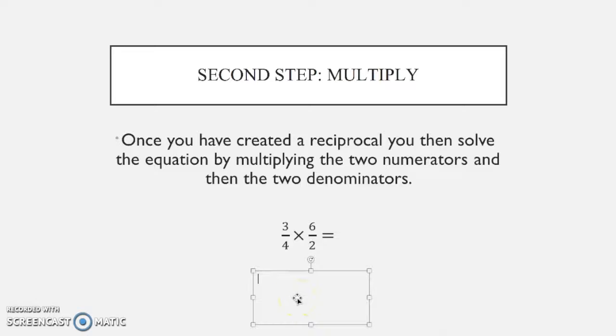So our first step would be to do 3 times 6. So 3 times 6 is 18. The second would be 4 times 2, which equals 8. So then our final answer would be 18/8, giving us an improper fraction as our answer.